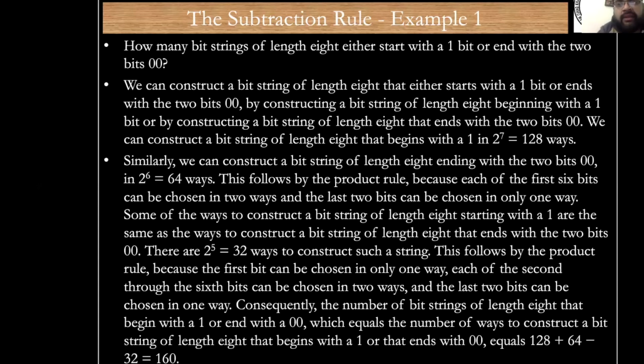And that is what has been mentioned in this particular slide. Notice that this is done because you have already counted the bit strings that start with 1 bit and that end with 00 when you are counting either of the first 128 options or the second 64 options. So you need to take it out once, you don't need to duplicate those options.